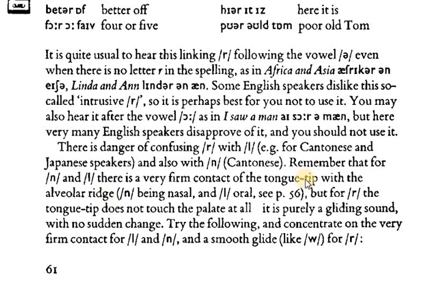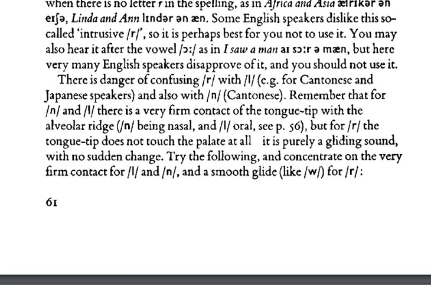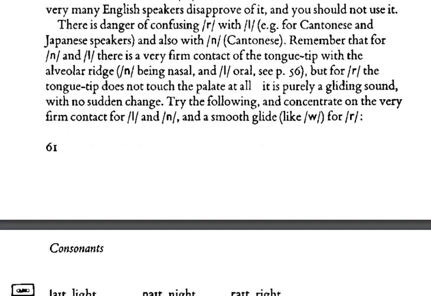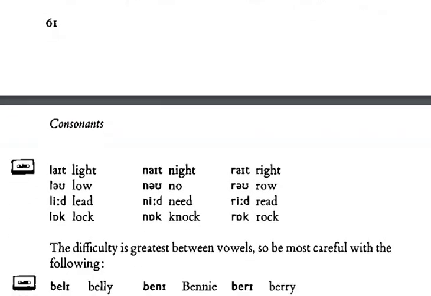ألفظ الكلمات التالية وأركز على أنه يكون هناك اتصال تام بين مقدمة اللسان والالفيولار ريدج، بينما بالنسبة للا والنا وبالنسبة للر فراح يكون smooth glide with no contact between the top of the tongue and the alveolar ridge or the palate. Light, night, right. Low, no, row. Lead, need, read. Lock, knock, and rock.